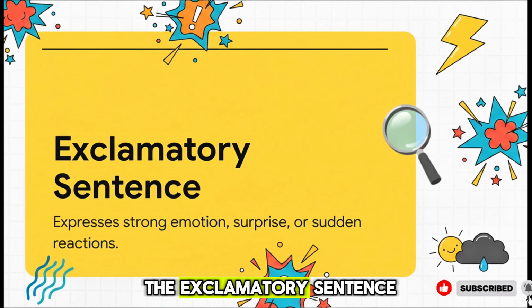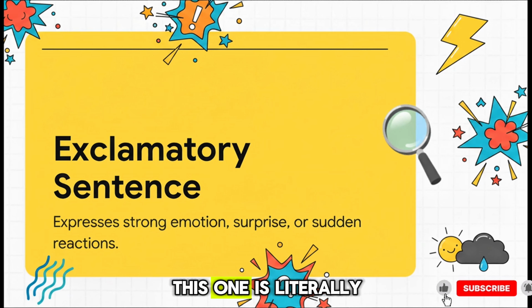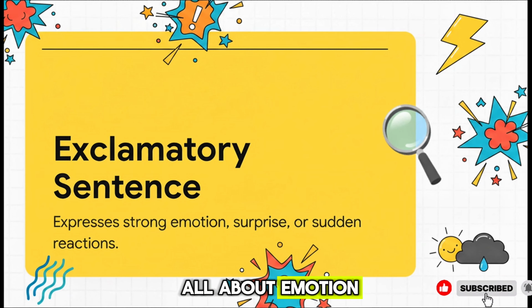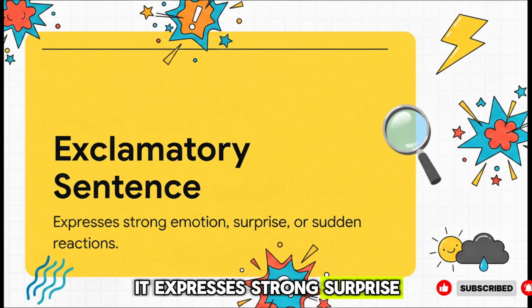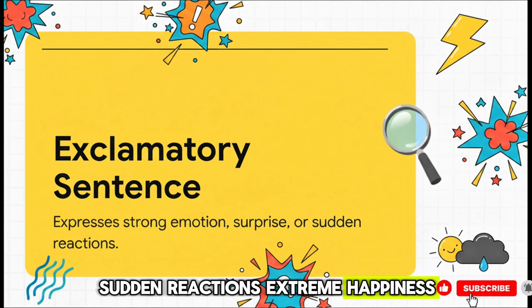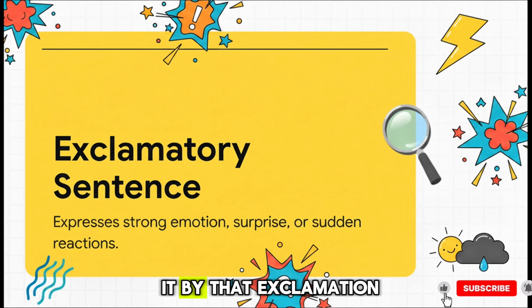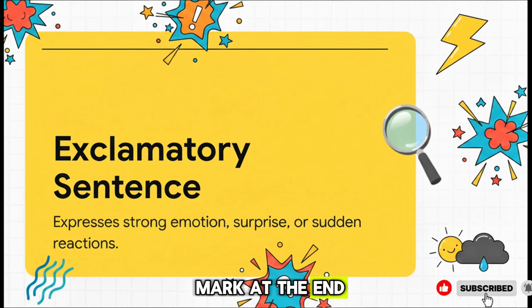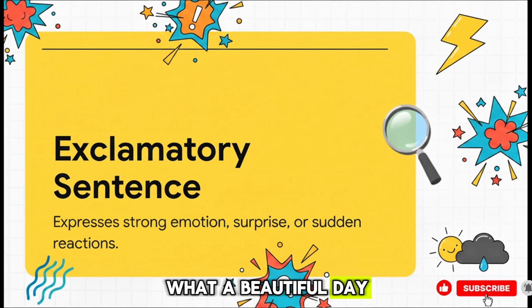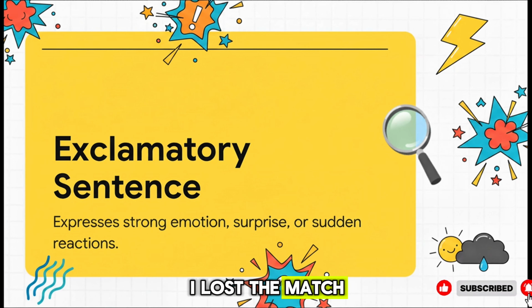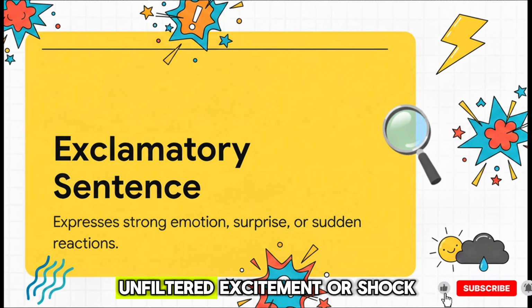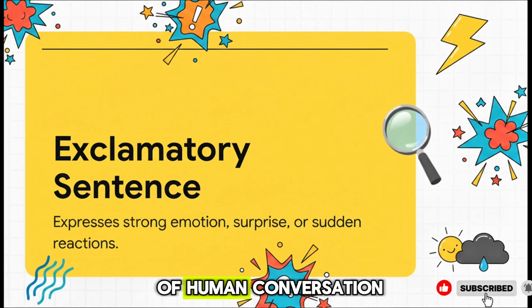Next up, we have the exclamatory sentence. This one is literally all about emotion. It expresses strong surprise, sudden reactions, extreme happiness, or even sudden sadness. And visually, you can always spot it by that exclamation mark at the end. Think of your immediate wow or oh no moments. What a beautiful day, or oh my God, I lost the match. These sentences capture the raw, unfiltered excitement or shock of human conversation.